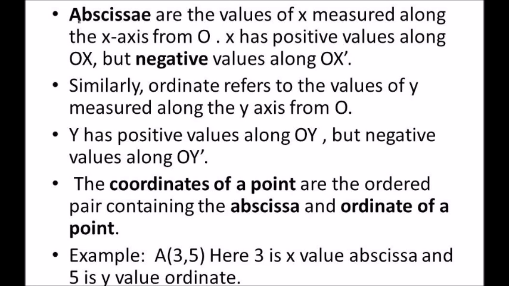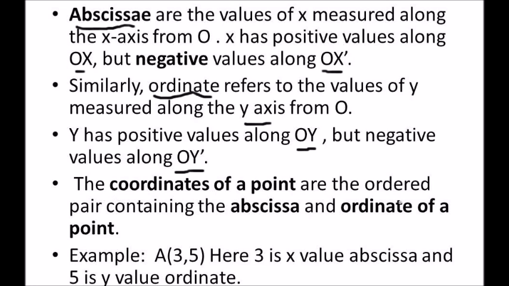Children, two new words: abscissa and ordinate. Abscissa are the values of x measured along the x-axis from O. X has positive values along OX but negative values along OX'. Similarly, ordinate refers to the values of y measured along the y-axis from O. Y has positive values along OY but negative values along OY'.